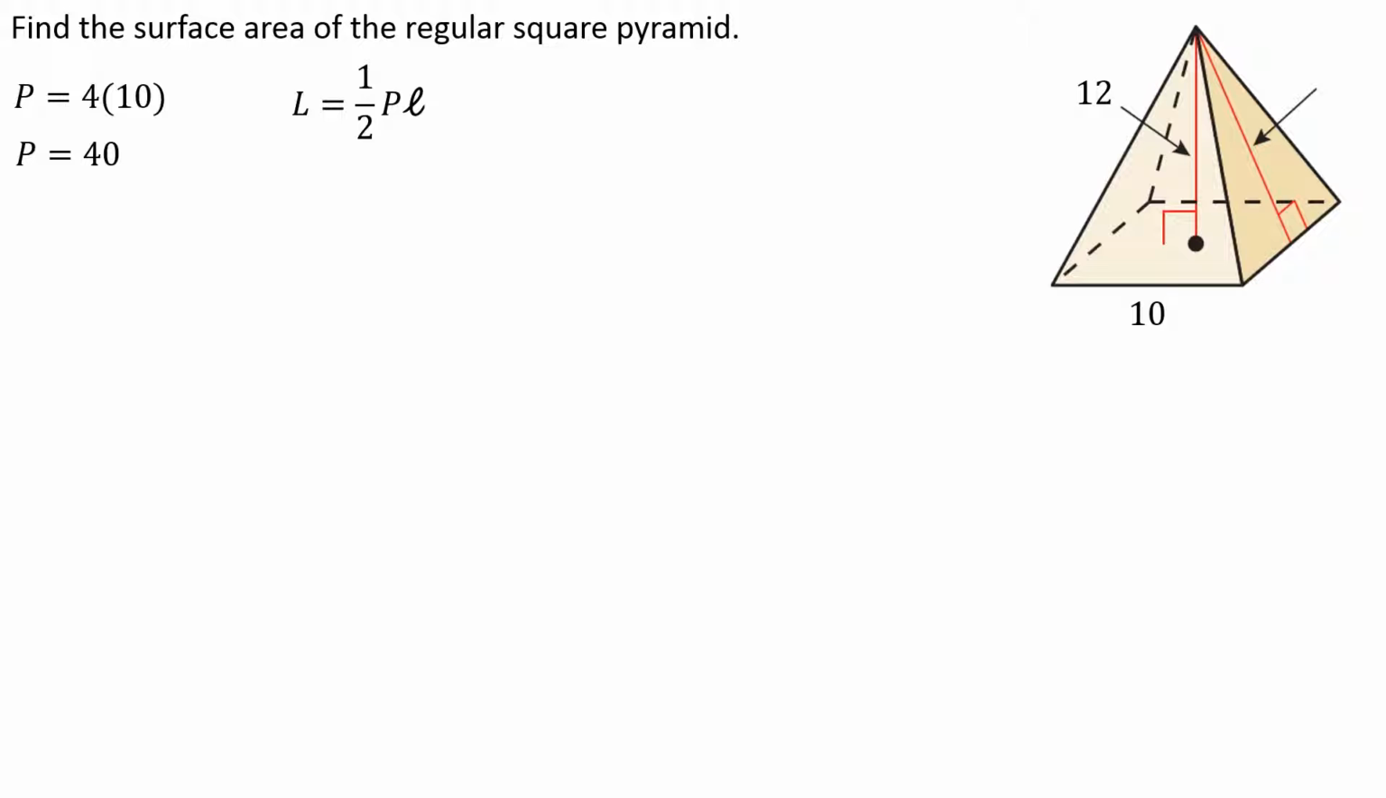And the height is 12, but it looks like there's an error. There's an arrow pointing to the slant height, but I don't see a number. How am I going to figure this out?